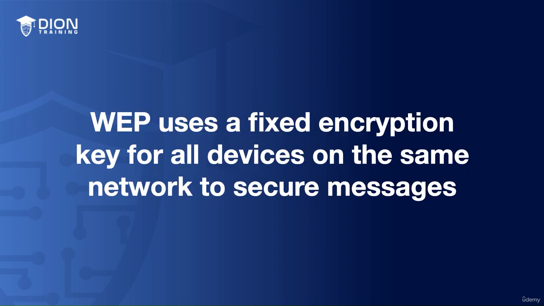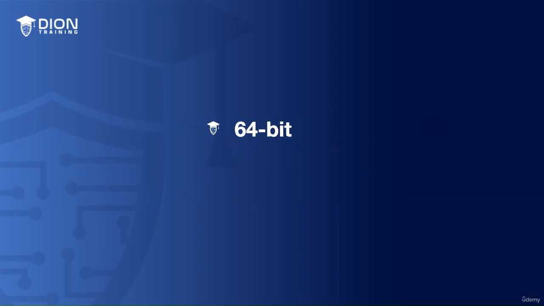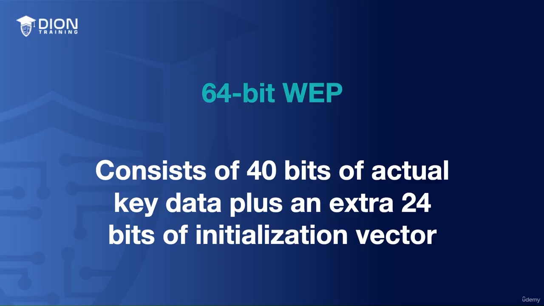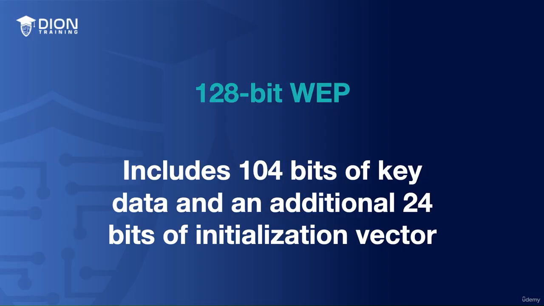WEP employs a static encryption key system where devices on the same network use the same key to encrypt and decrypt messages. Wired Equivalent Privacy encryption keys come in two main sizes, 64-bit and 128-bit. The 64-bit WEP key is typically 40 bits of actual key data with an additional 24 bits of an initialization vector added to it, while the 128-bit WEP key is composed of 104 bits of key data, again with an additional 24 bits of initialization vector.